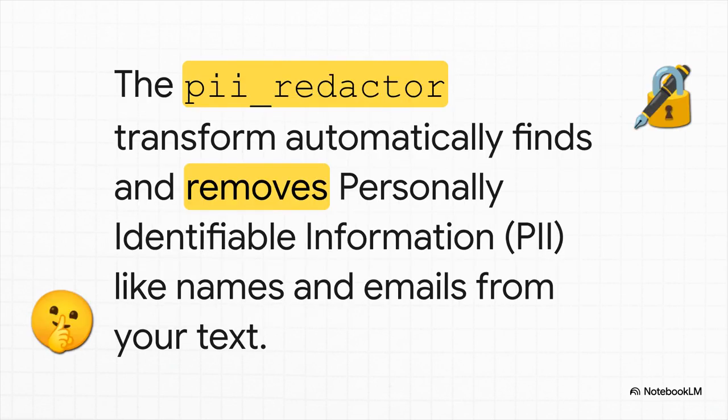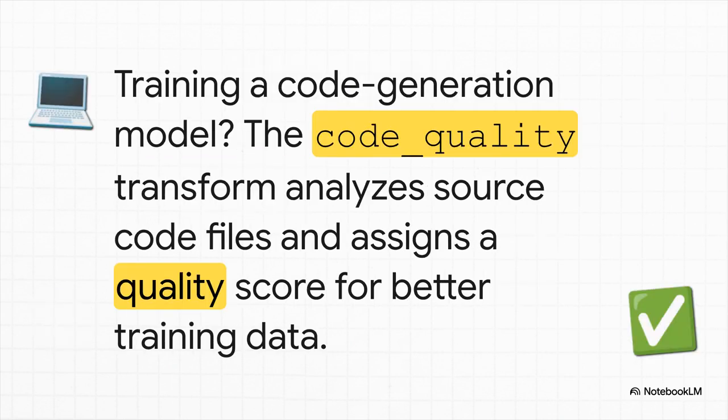Next up, worried about privacy? You should be. The PII redactor transform is your best friend here. It automatically scans your text and gets rid of all that personally identifiable information. We're talking names, email addresses, phone numbers. Absolutely critical. And it gets specialized too. Let's say you're training a model that writes code. Well, there's a code quality transform that can actually analyze source code, score its quality, and help you make sure you're only training your model on the good stuff.